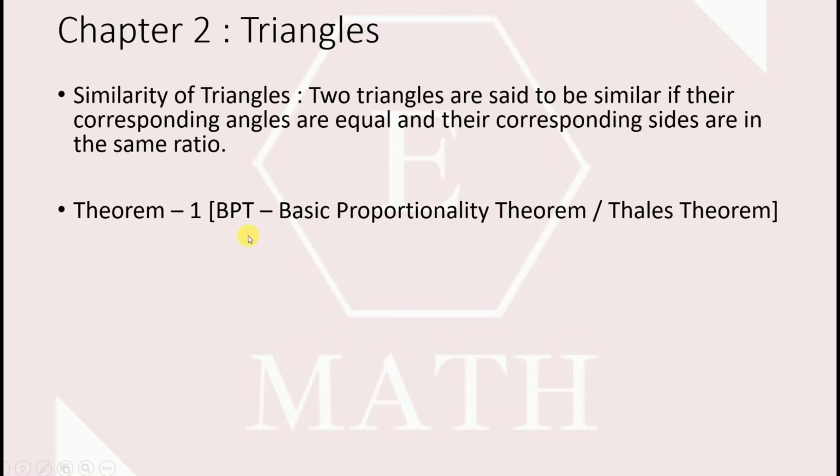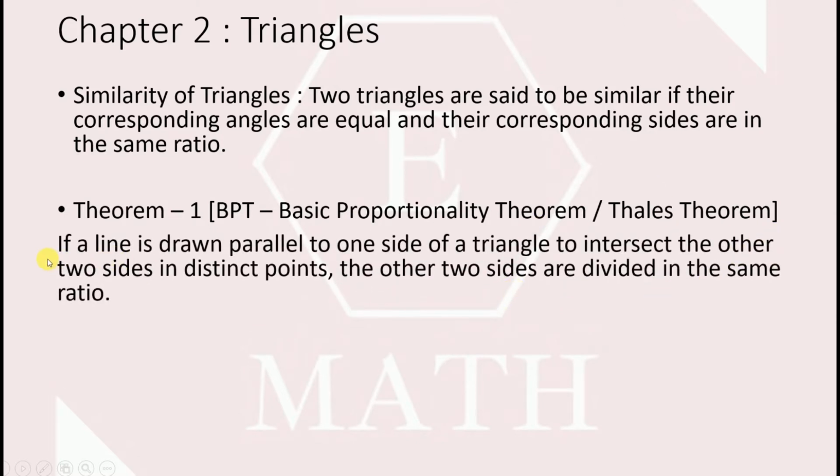Theorem 1, it's called BPT, abbreviated as Basic Proportionality Theorem or Thales Theorem. So let's see what it says. It says, if a line is drawn parallel to one side of a triangle to intersect the other two sides in distinct points, then the other two sides are divided in the same ratio.